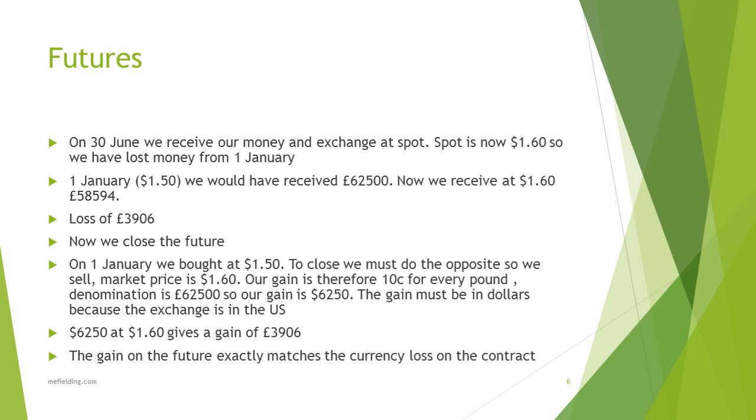Now what we have to do is we have to close the future or square off the future. So it tells us on the 1st of January we bought at 150. Again, this is an exam question, so the spot rate and the future price are the same. That will not be true in real life, except for on the very, very last day of the future, when the two things will come together. So to close, we must do the opposite. So we sell. So we sell at 160. That is your process of squaring off.